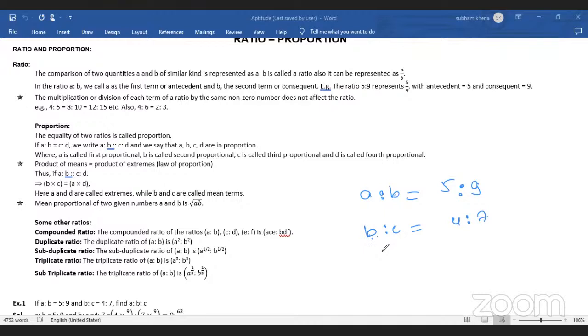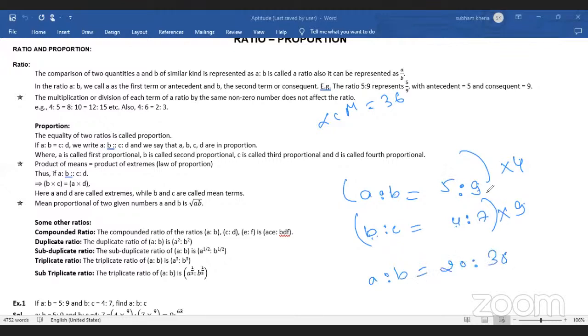So what you do is you take the LCM of 9 and 4. LCM of 9 and 4 is 36. So multiply this ratio by 4 because 9 fours will give you 36. Similarly, multiply this ratio by 9 so that 4 nines will give you 36. What will you get? A is to B is 20 is to 36. Don't just multiply 9, multiply 5 also. 5 fours are 20, because when you multiply in a ratio, it should be to both the terms.